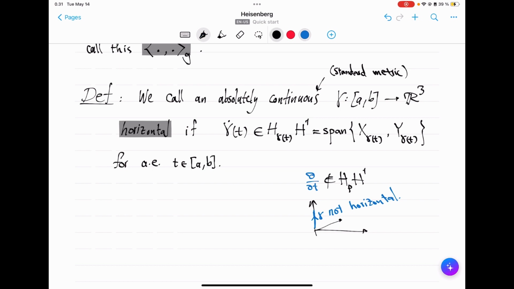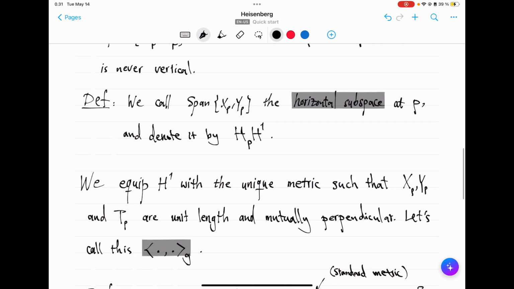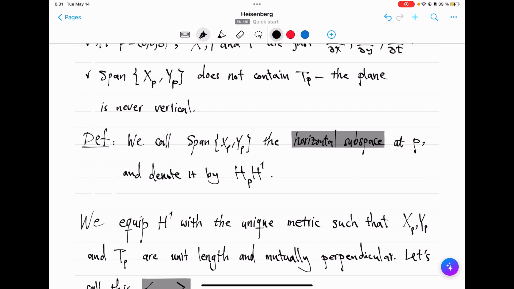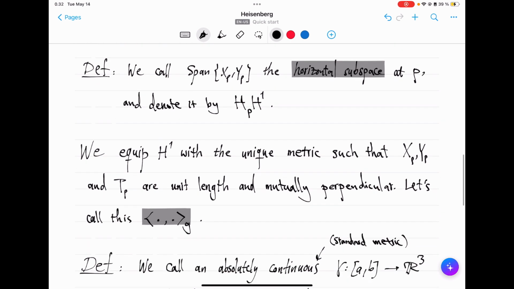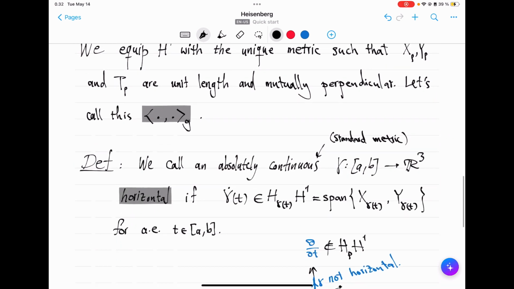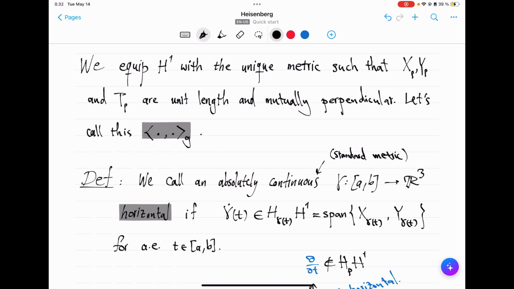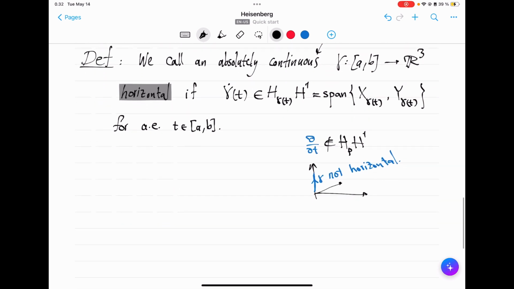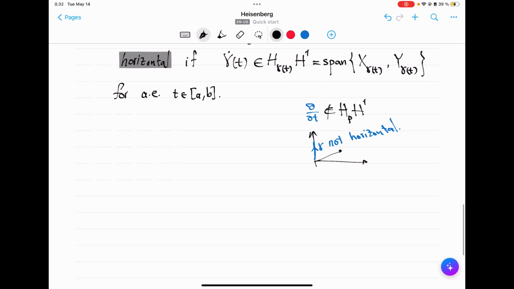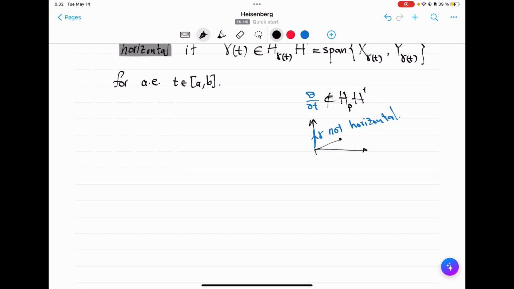So let's recall our basic instructions. We have very special vector fields x, y, and t. We choose x and y, and their span is a plane. We call it the horizontal plane or horizontal subspace. And then we put a metric in which these x and y are orthonormal. And now we define a curve to be horizontal. Next, we define the length of the horizontal curve.